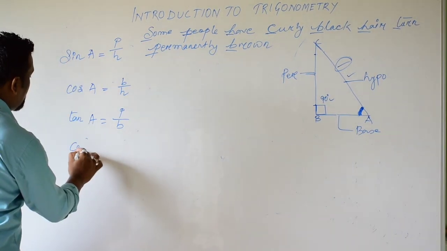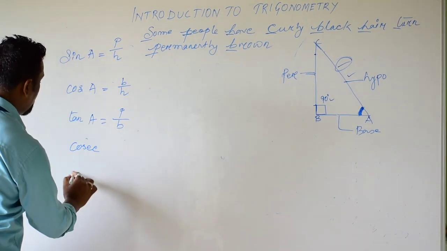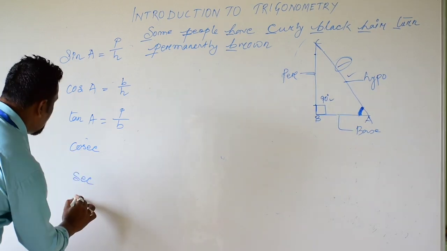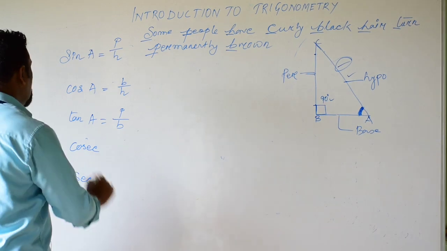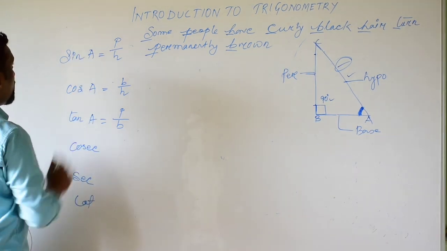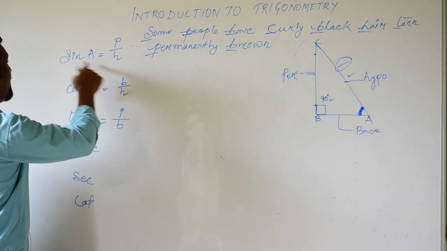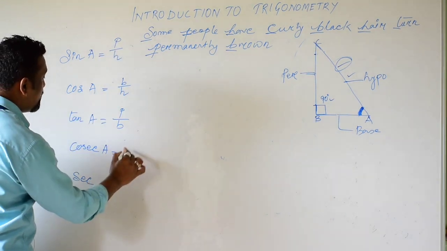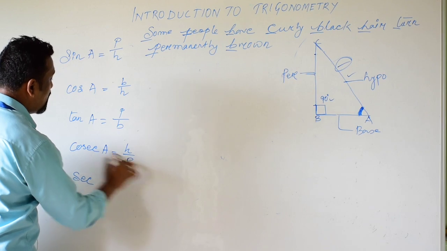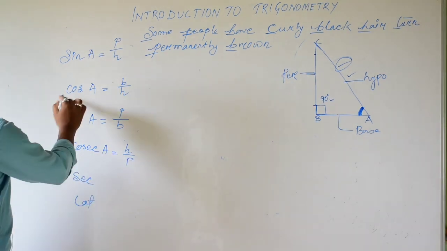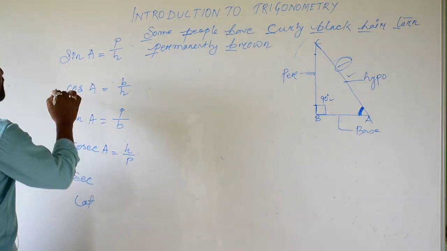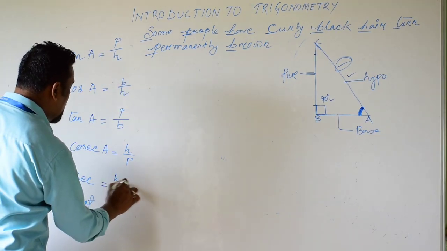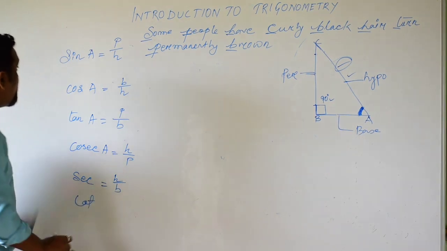Sine we can write down as cosec, then cos will be related with sec, and tan is related with cot. So cosec is the reciprocal of sine. So sine A is perpendicular by hypotenuse, so cosec A you can write down as hypotenuse by perpendicular. Cos is the reciprocal of sec. So if cos A is base by hypotenuse, then sec you can write down as hypotenuse by base.